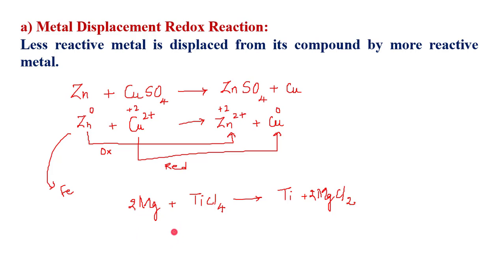In the same manner, if I take aluminium treated with chromium oxide, a very important reaction carried out in metallurgy where chromium has to be separated from its oxide form. We use aluminium as a reducing agent. So this chromium will be replaced by aluminium, which is more reactive. So you will be getting Al2O3 plus chromium.